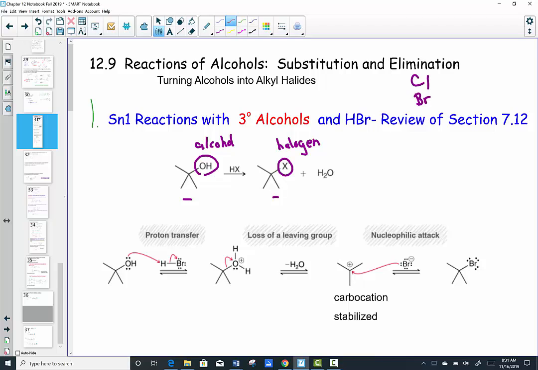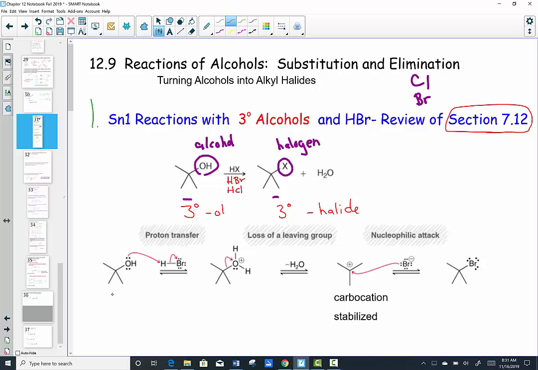The first one I'm going to bring us back to is Section 7.12, known as SN1 reactions, where we can use a tertiary alcohol and convert it into a tertiary alkyl halide. So starting with the alcohol and ending with the halide. Notice that on the arrow is a simple HX that can represent HBr or HCl, that either of those halogens will work via this mechanism.